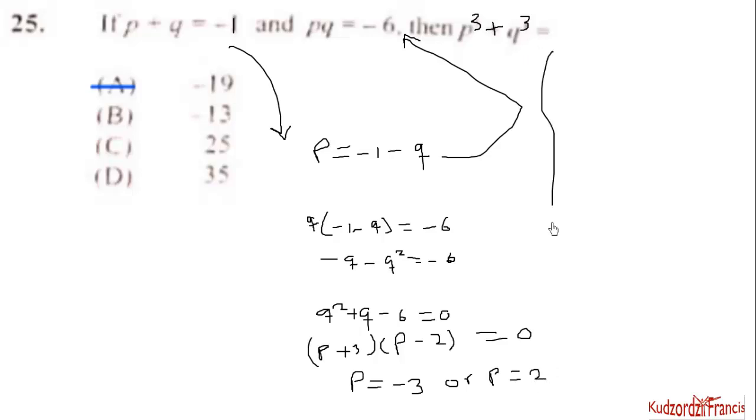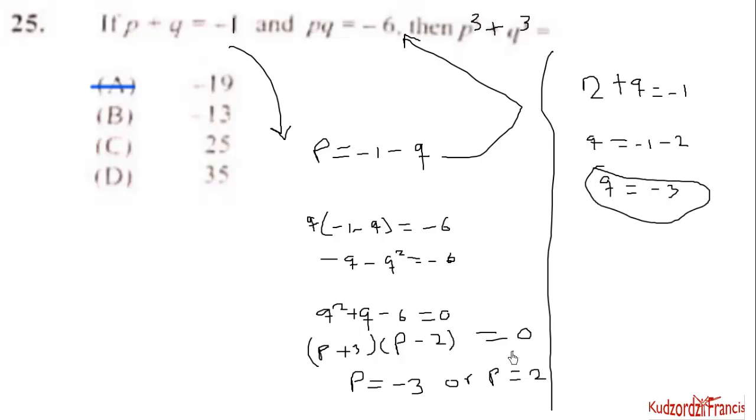Now let's pick one of them and use it, and we will get the same answer. If p is 2, let's say p is 2, we put 2 here. Then we have 2 plus q is equal to -1. It means that q will be equal to -1 minus 2. So q will be equal to -3. So we got an answer for q, we got an answer for p. So when p is 2, q is -3.